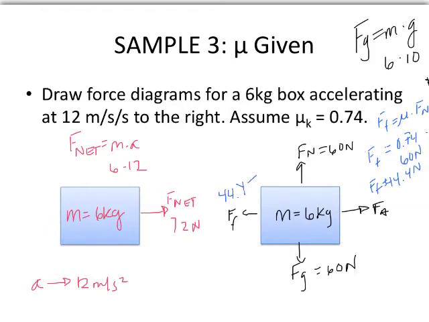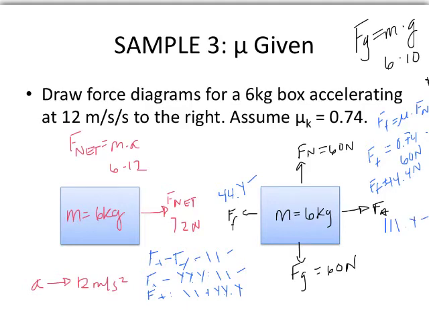Okay? So now our last step is figuring out F of A, which we have to do the exact same way as before. F A minus F F has to equal 72 newtons. So it's F A minus 44.4 is equal to 72 newtons, or F A equals 72 plus 44.4, and that ends up giving you 116.4 newtons of applied force.